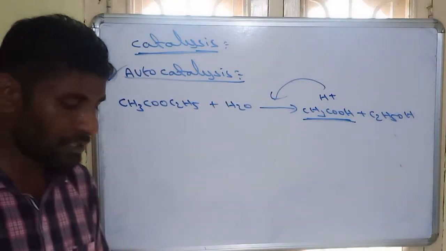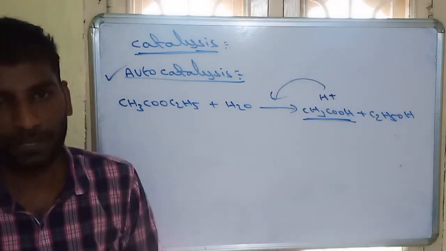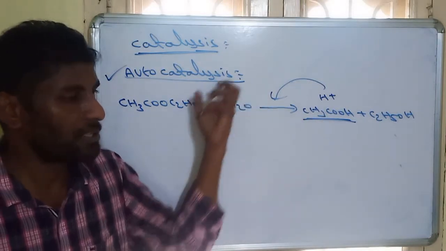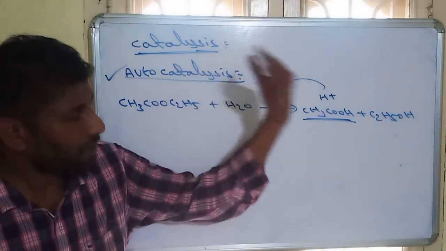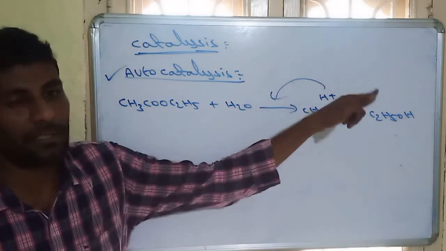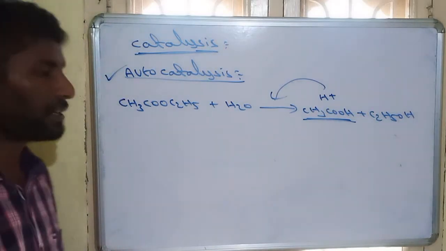So in autocatalysis reactions, initially the rate is slow, and after some time it becomes fast. That is the reason: initially the product is not there, so the rate is very slow. But after some time the product is produced, and this product catalyzes the remaining reaction. That's why this is called an autocatalysis reaction.